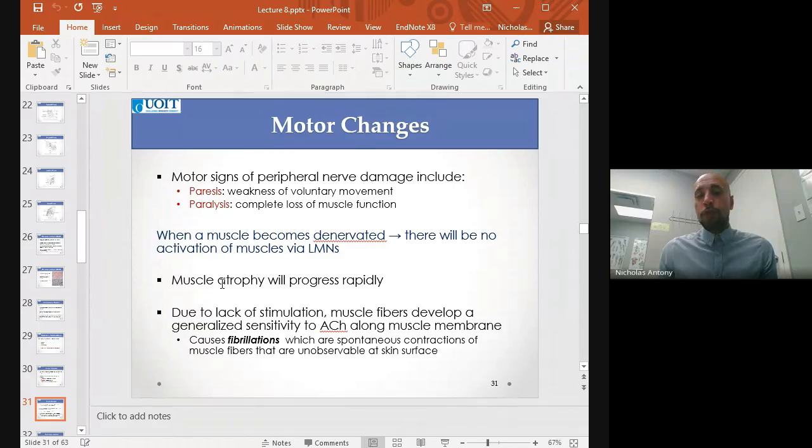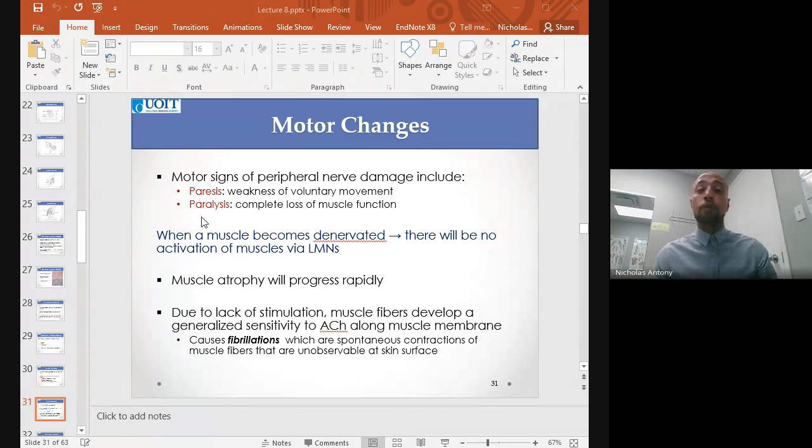Motor changes. So if you have an issue with the peripheral nerve, you're going to have not just sensory issues, you're going to have motor issues. The motor issues that you can have are weakness or paralysis. So weakness is the weakness of voluntary movement. If you have an issue with the peripheral nerve and only some of the motor units are getting affected, you're going to have weakness versus complete loss of movement. That's called paresis. Paralysis would be if you have a complete injury of all of the motor axons in that peripheral nerve, you're going to have inability to use those motor units because they're not there anymore.